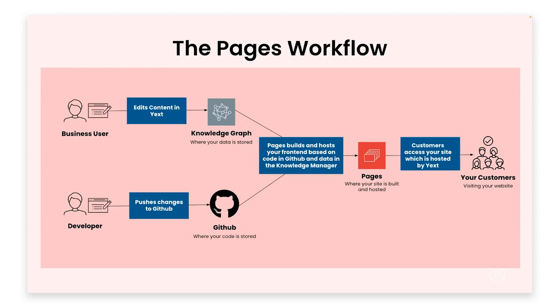On the other side, we have the developer who's working with code. That code is pushed to GitHub, which is a cloud repository for Git-based repos. And what Pages does is the system manages combining that code with the data from the knowledge graph and then serving that across a global content delivery network.